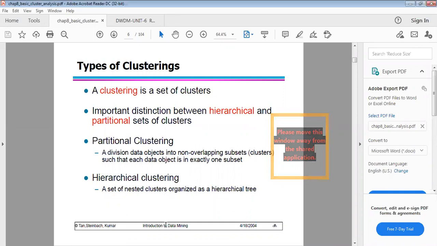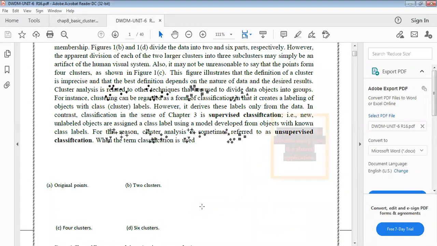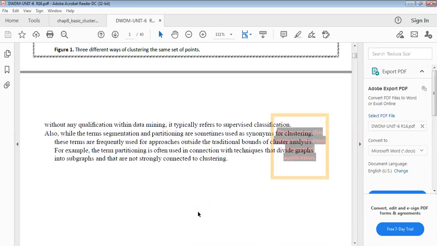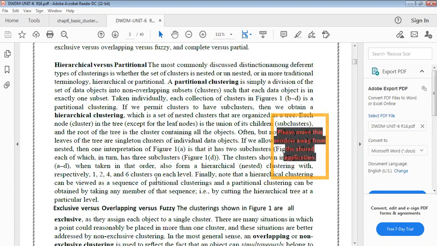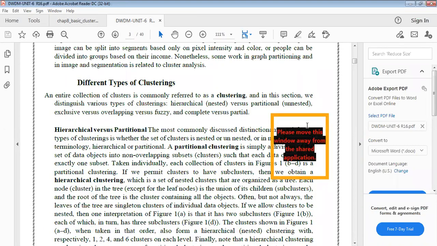See here, what are the types of clusterings? Here you have to use different types of clustering techniques. The entire collection of clusters is commonly referred to as a clustering. Generally, the types are hierarchical clustering versus partitional clustering.